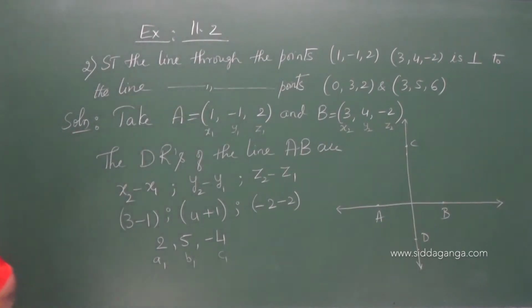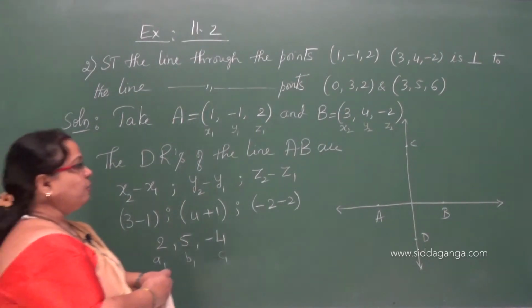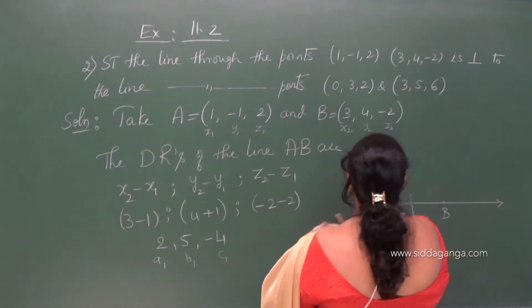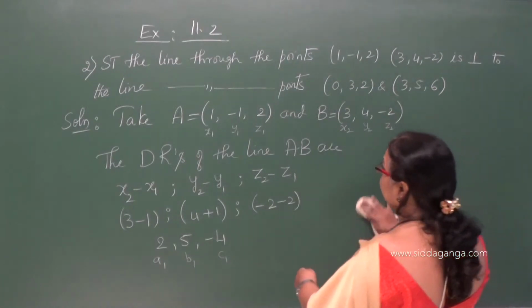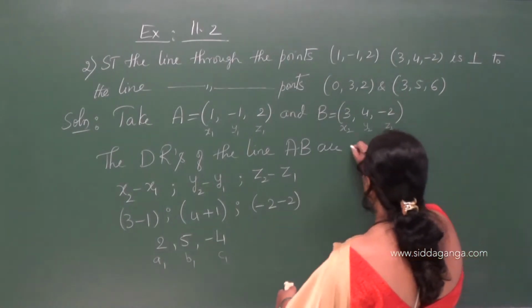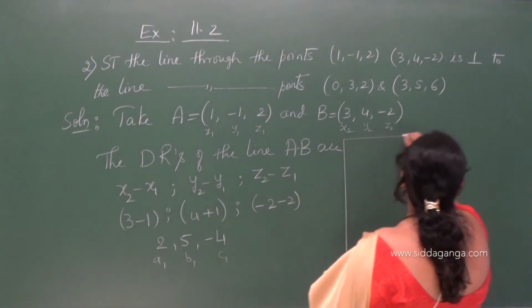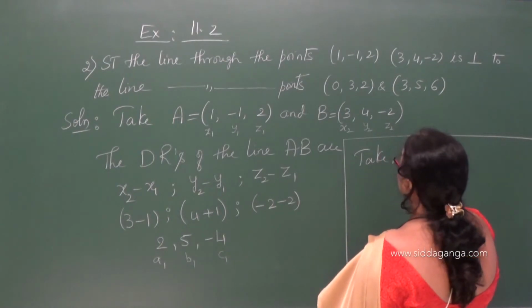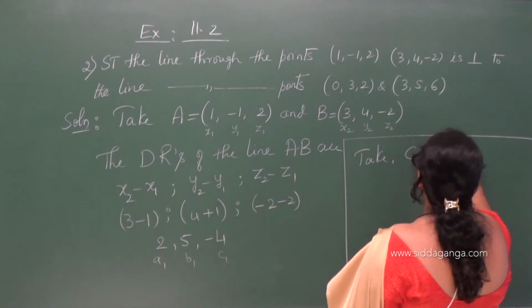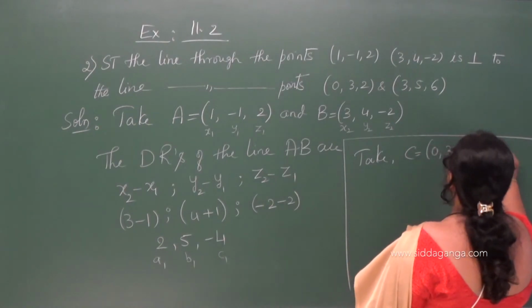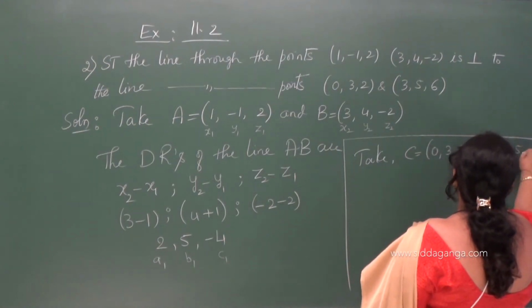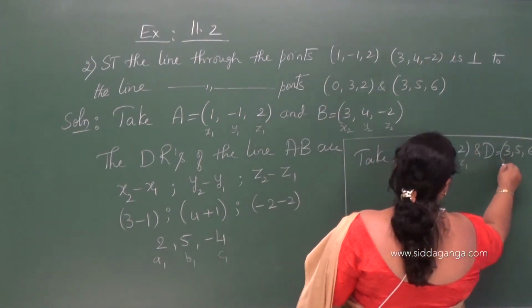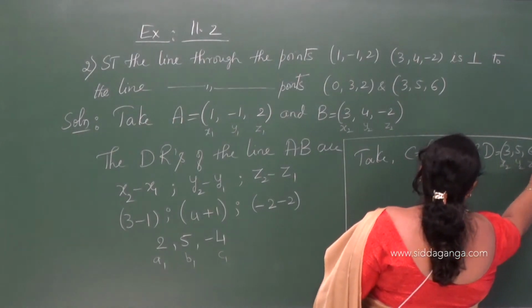Similarly, we have to find the direction ratios of the line CD. Now for the next part, we take C equal to 0, 3, 2 and D equal to 3, 5, 6. This is x1, y1, z1, x2, y2, z2.